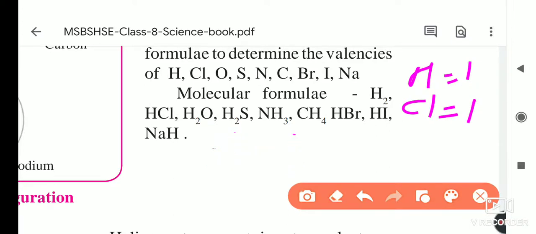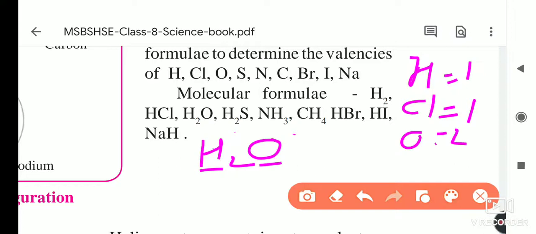Now next we will see H2O. How to derive the valency from the formula, that I am telling you. H2O. Hydrogen reacts with how many oxygen? 1. As you know, hydrogen's valency we already wrote here. And oxygen reacts with how many hydrogens? 2. So oxygen's valency is 2, because oxygen reacts with 2 hydrogens, and hydrogen reacts with 1 oxygen.